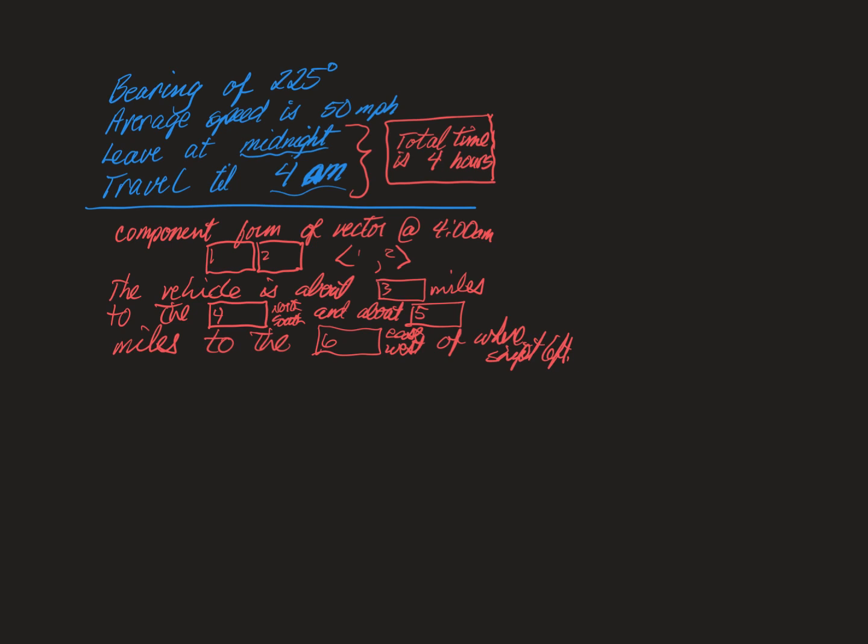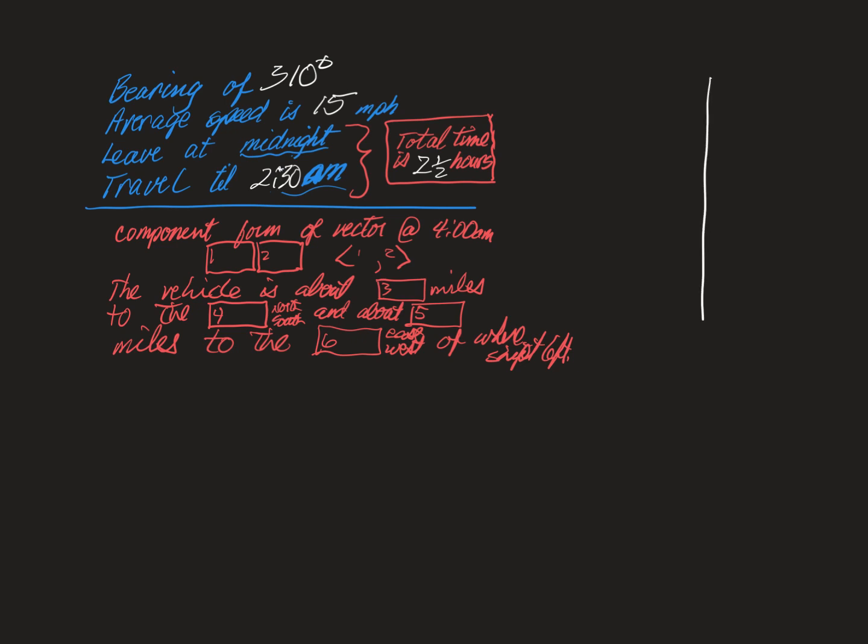So let's do another problem, okay? So I have the same background. So let's have a bearing of 310 degrees where our average speed is 15 miles per hour. And we leave at midnight and we go till, let's go to 2:30 a.m. All right. So our total time is 2.5 hours.